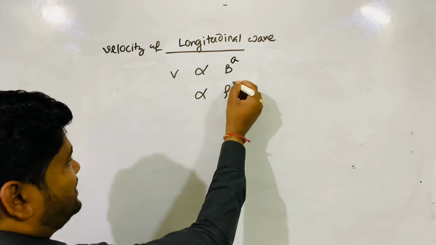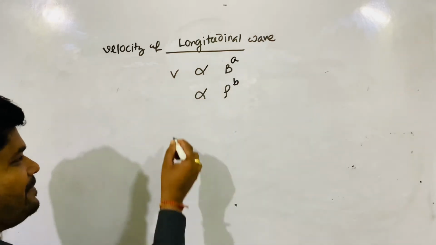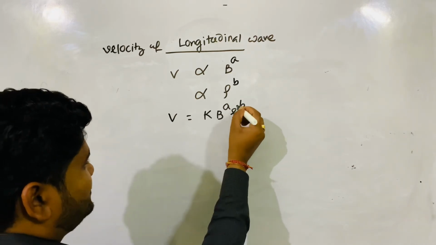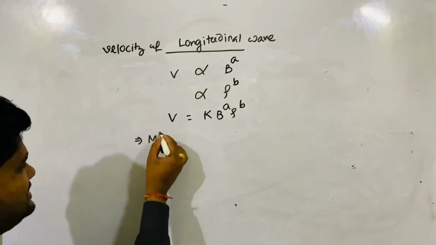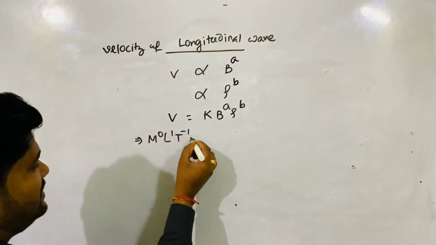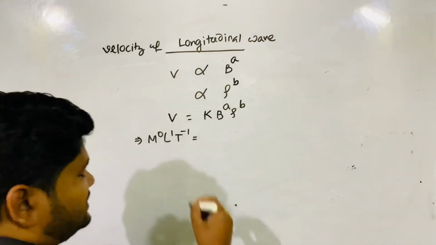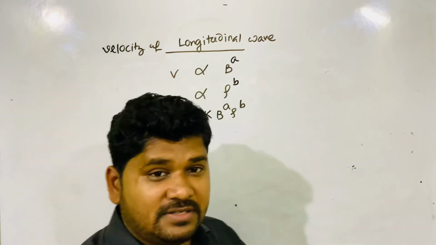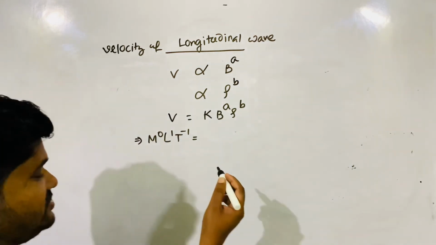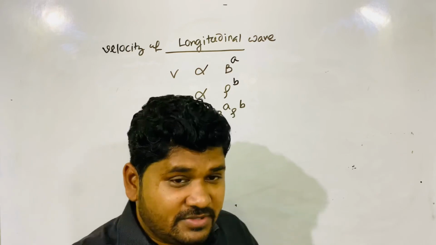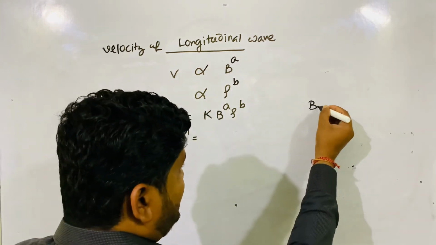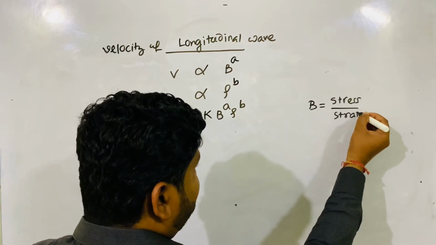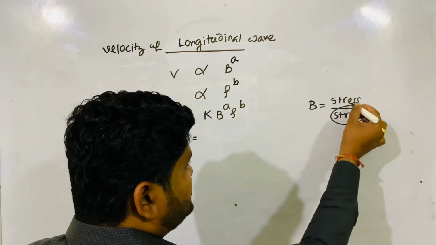So V is equal to a constant times B to the power a, rho to the power b. Then the dimension of v is M0 L1 T minus 1, and k is dimensionless. Bulk modulus is stress by strain. Strain has no dimension, so only stress.